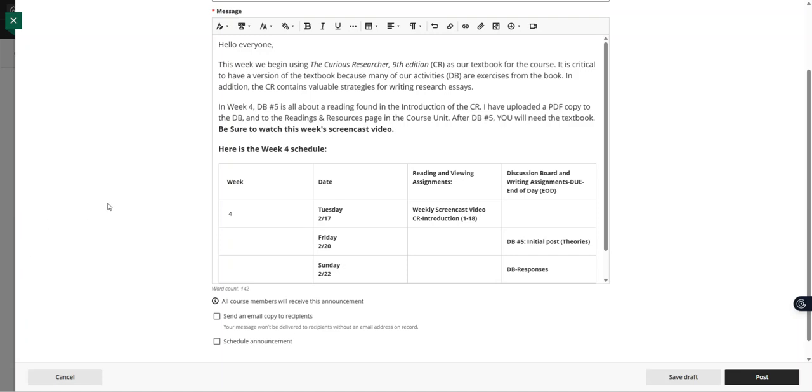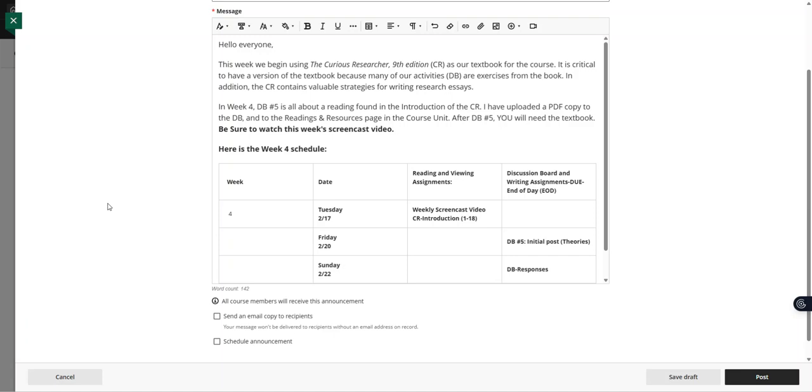So it is week 4. The semester is moving along. This week, we're going to begin using the textbook, the Curious Researcher, Ninth Edition. It should have been noted at the bookstore that this was a requirement. I believe my opening announcement introduced this textbook as a required and important resource.